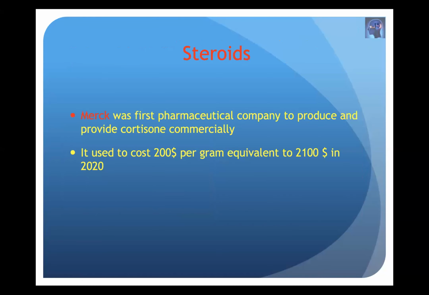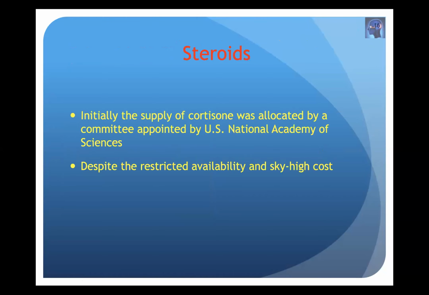Merck was the first pharmaceutical company to produce and provide cortisone commercially. It used to cost $200 per gram, equivalent to $2,100 in 2020. Because it was a new drug, production was limited, and everyone wanted to use it in every thinkable disease. Initially, the supply of cortisone was allocated by a committee appointed by the US National Academy of Sciences.